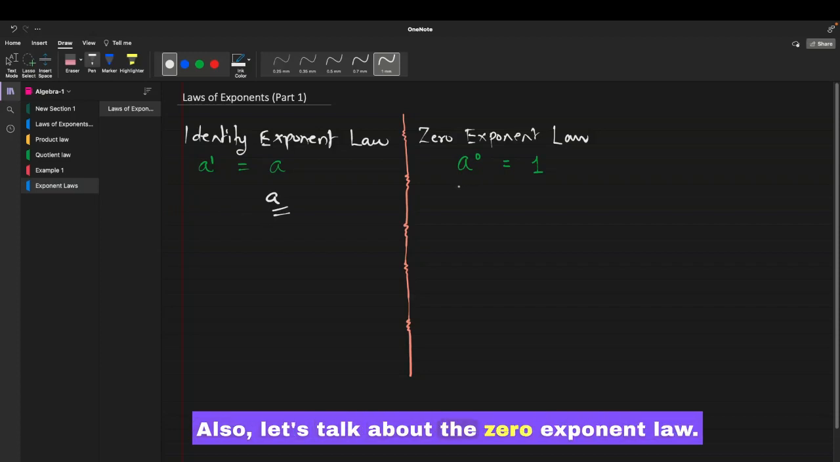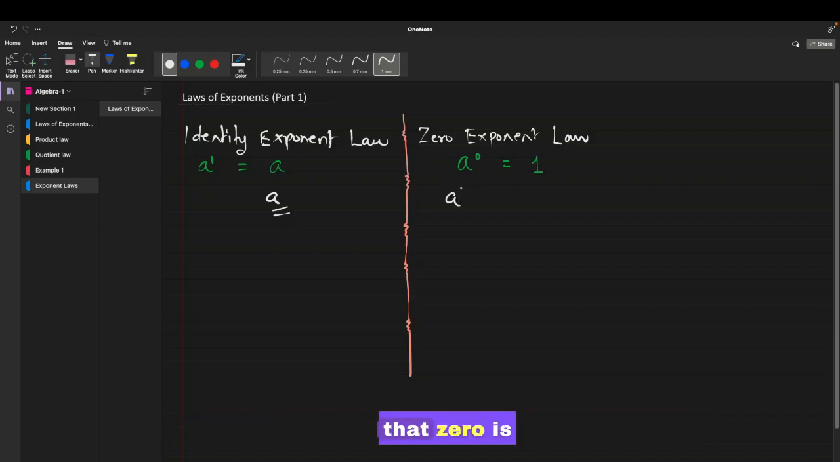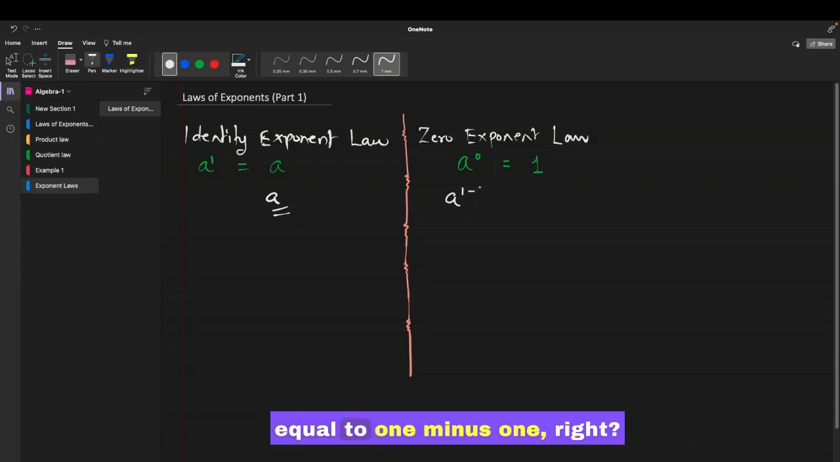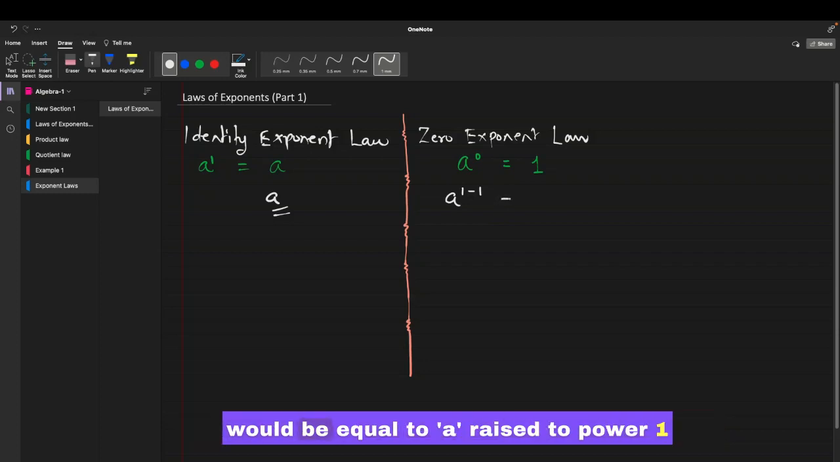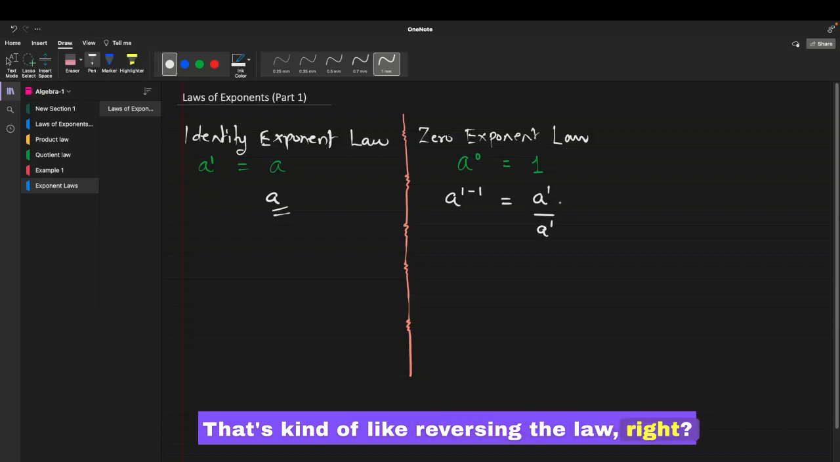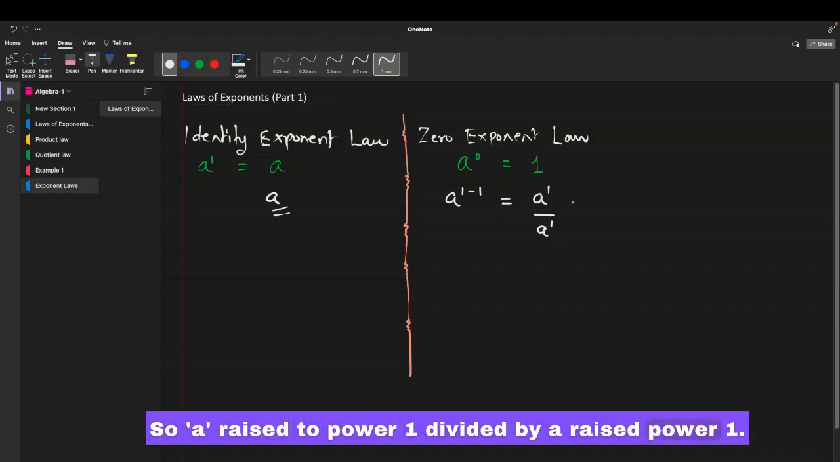Also, let's talk about the zero exponent law. What that means is that any quantity raised to the power 0 will always be equal to 1. This is easy to understand if we remember that 0 is equal to 1 minus 1, right? And if we apply the quotient exponent law, that would be equal to a raised to the power 1 divided by a raised to the power 1. That's kind of like reversing the law, right? So a raised to the power 1 divided by a raised to the power 1.